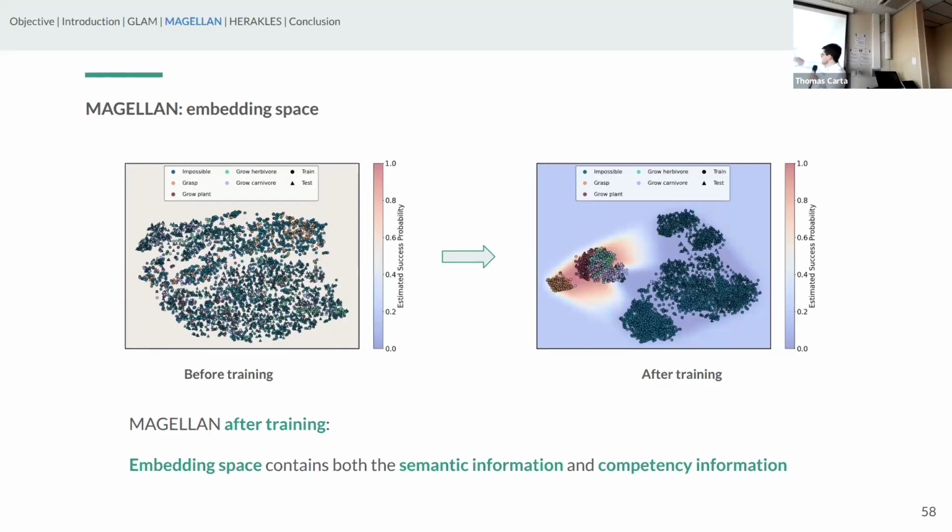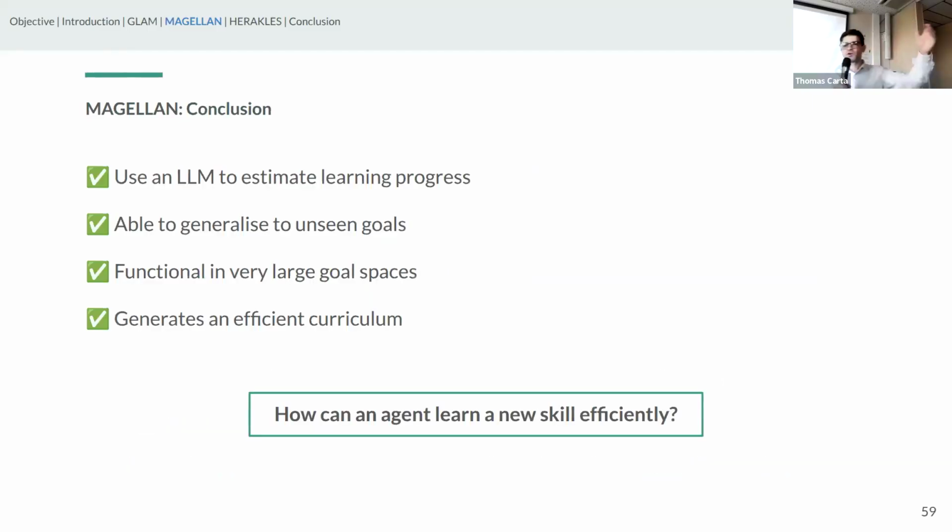Finally, if we look at the embedding space at the end of the training, we can see that the embedding space that has been learned contains two kinds of information. The first kind is semantic information: goals such as grass, grow plants, or grow carnivore are clustered differently. The second kind is competency information: the goals that are possible here and the impossible goals here. We can also see that the test and the train goals are correctly positioned inside the embedding space. So in conclusion, we have used an LLM to estimate learning progress, and we are also able to generalize to unseen goals.